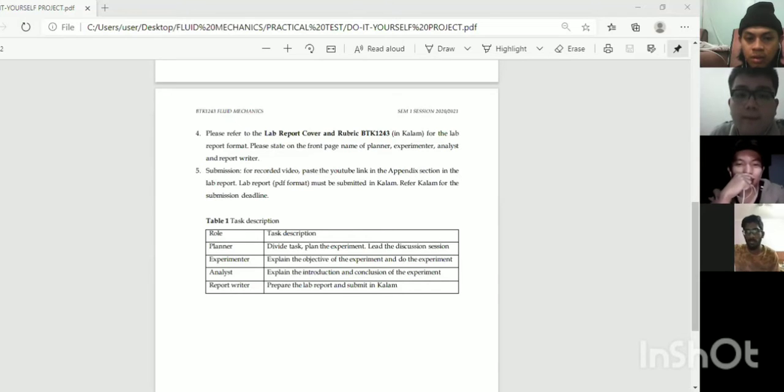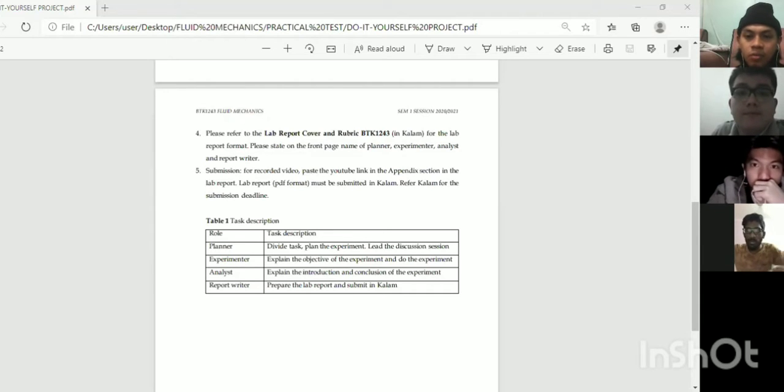Okay, I'm TH19025, Alif Daniel Kobin Afandiko. I'm going to choose the analyst, which will be explaining the introduction and the conclusion of the experiment. The introduction and conclusion are all about Reynolds numbers. For example, in the introduction, you can discuss what Reynolds number is and the characteristics of laminar, turbulent, and transitional flows. Yeah, sure. Okay, which roles do the others want to choose?